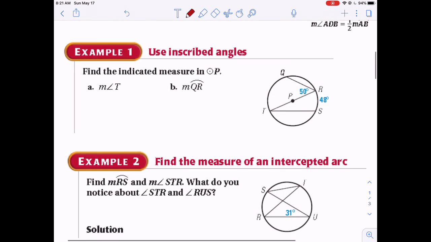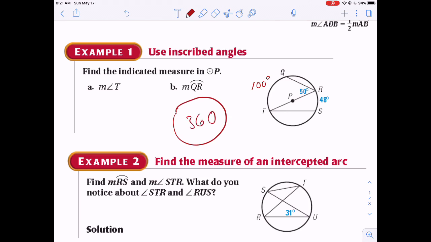Down here, example 1. You look at the 50 degrees they've got right here. This right here is 50 degrees. That's inscribed. Well, it heads out to this arc angle. And that arc angle will be double what the inscribed angle is. So that will be 100 degrees on the arc. Remember, a full circle is 360, right? So that's 100 of that full 360.